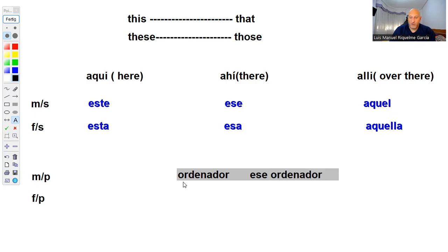Ese ordenador. And what if it is very far away from me? Aquel ordenador. Okay, I hope you are following me, guys. Let's focus on plural. What if we have plural words?